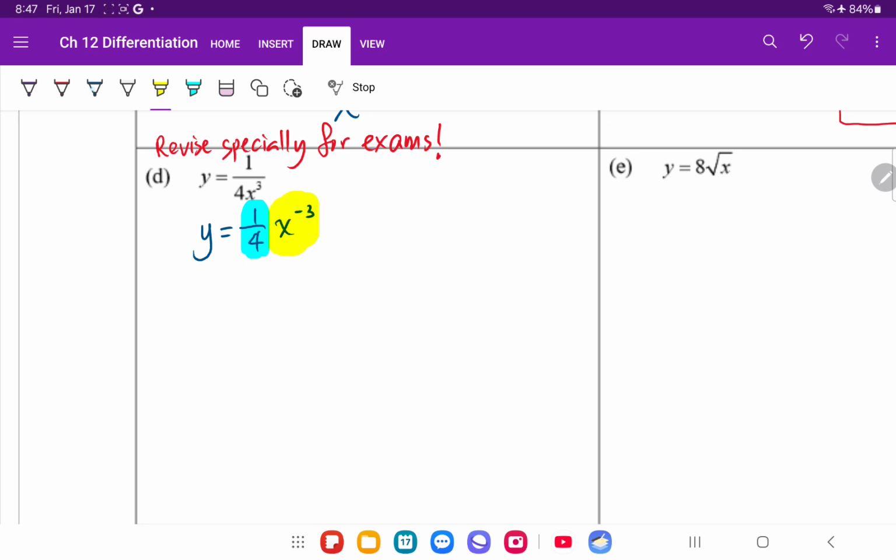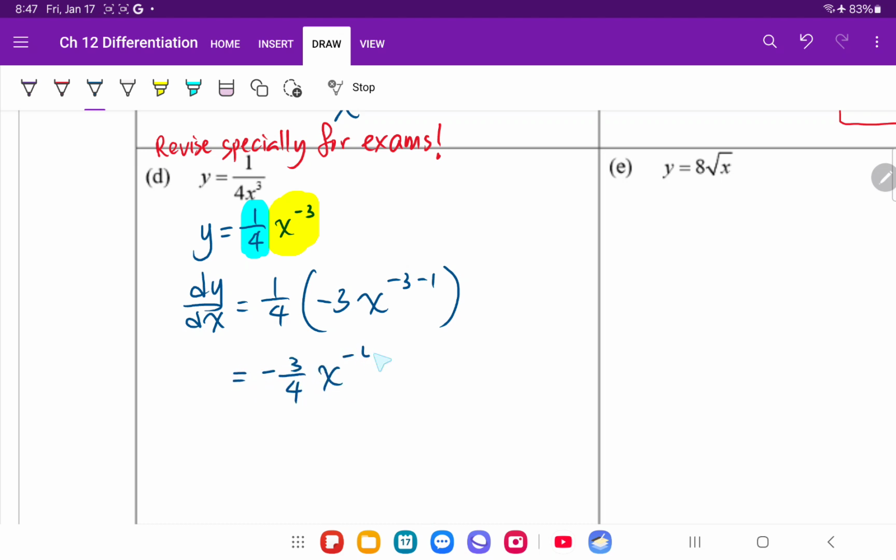Okay, let's do the differentiation. The dy/dx is 1 quarter, the power comes down, the x remains there, the power reduced by 1. If you can do this a bit faster without this technique, go ahead. Anyway, you should get negative 3 quarter x power negative 4. Now this x power negative 4, to write it in positive index, you have to write it in the denominator next. Negative 3 on top, 4 below, and x power positive 4. That is the result for part D.